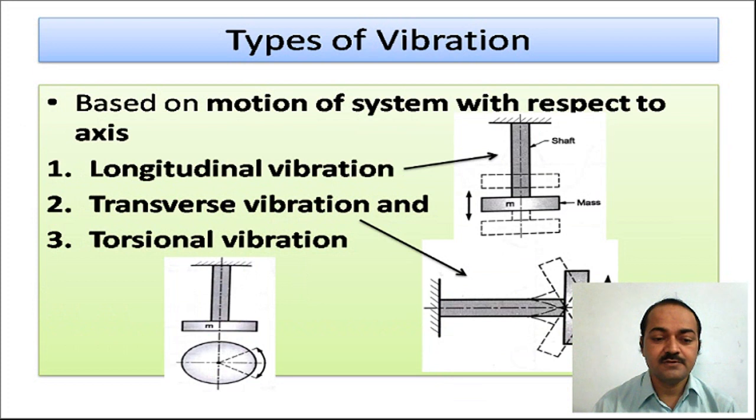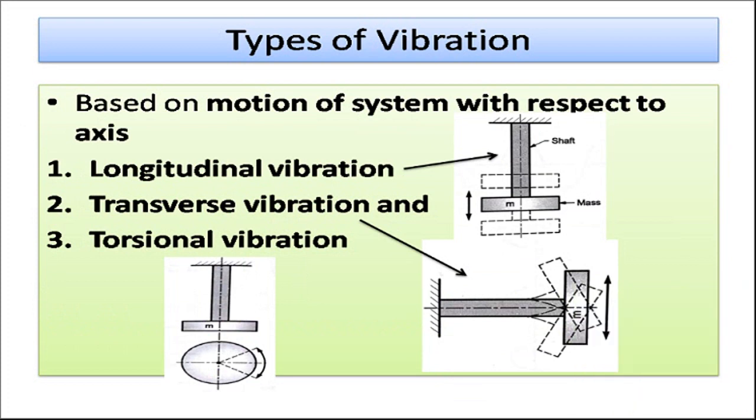Now we will see the next type of vibration, that is when the system is vibrating with respect to the axis. So there is one, longitudinal vibration. In this case you can see this is the axis of this particular shaft, and a disc or some mass is attached here. If it is vibrating vertically along the axis, it is called longitudinal vibration.